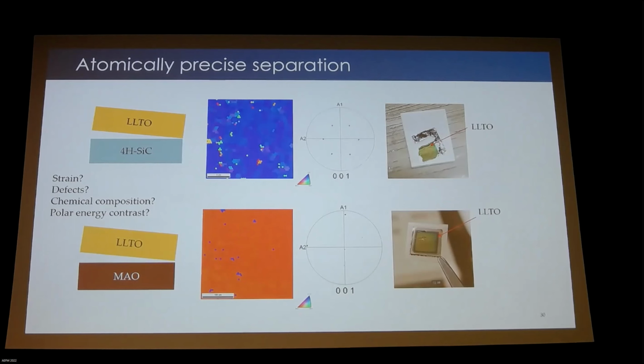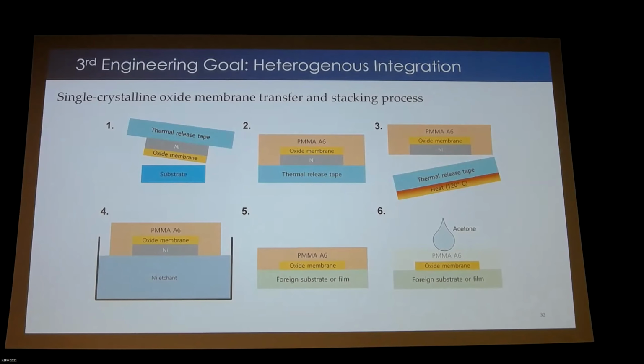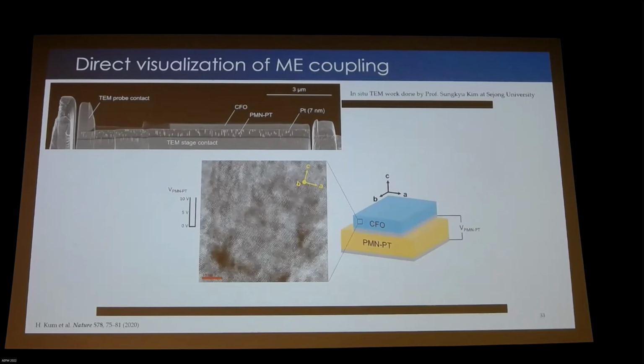So I'm going to conclude my talk with the application. So we have to stack them together to create a multifunctional material, right? The stacking method is very simple. It's just your standard wet transfer technique when you transfer 2D materials. And we transfer CFO on top of PMN-PT. So PMN-PT is a piezoelectric material, and CFO is a magnetostrictive material. So this constitutes a multiferroic magnetoelectric device.